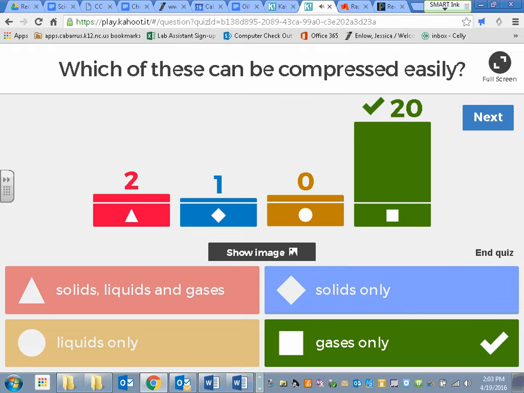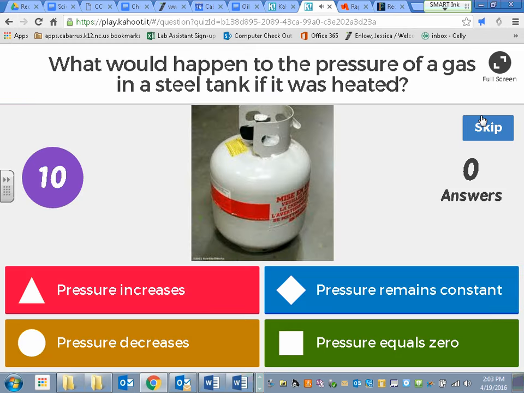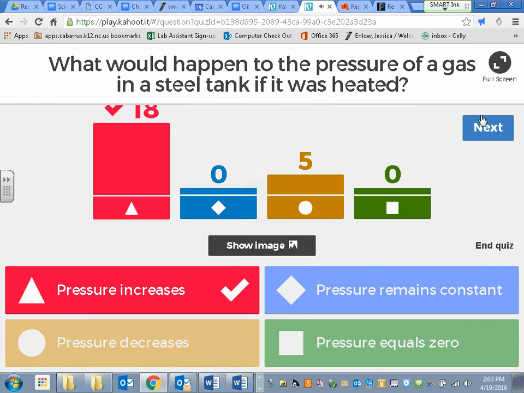Okay. Easily compressed. Liquid should be maybe compressed, but there's not much space between their molecules. What would happen to the pressure of gas in a steel tank if it was heated? Okay. Guys, listen real fast. Temperature does what to molecules? Speeds them up. Are they going to hit the sides of the container more frequently or less frequently? More. More collisions is more pressure.